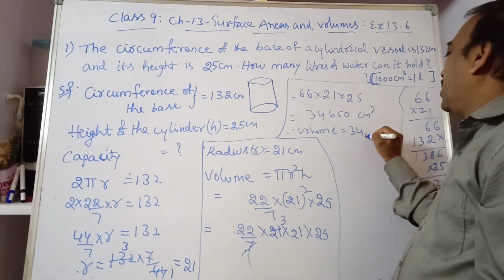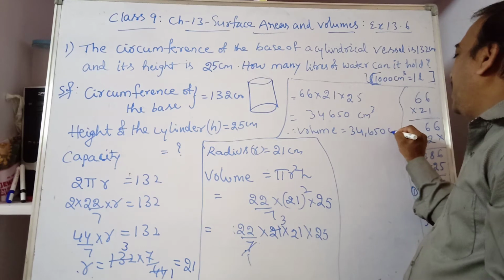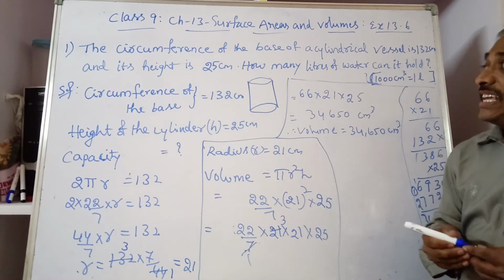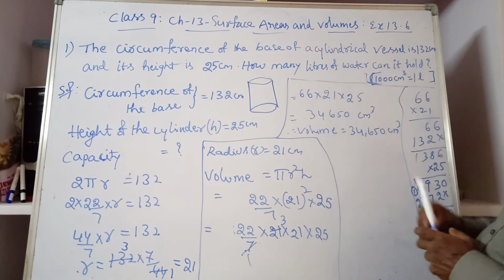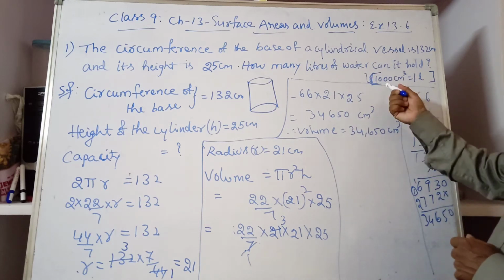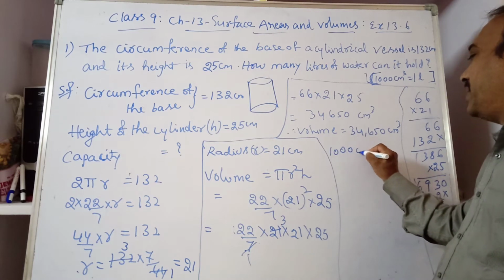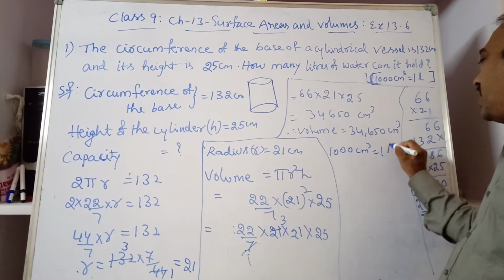Therefore the volume is 34,650 centimeter cube. But he is not asking for the volume, he is asking in liters. How many liters of water can it hold? So 1000 centimeter cube is equal to 1 liter.